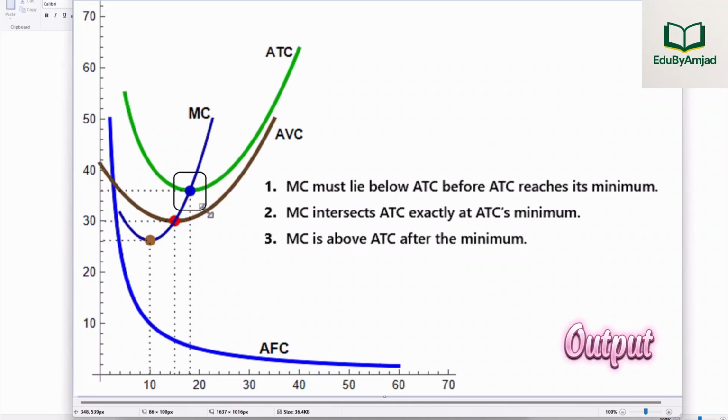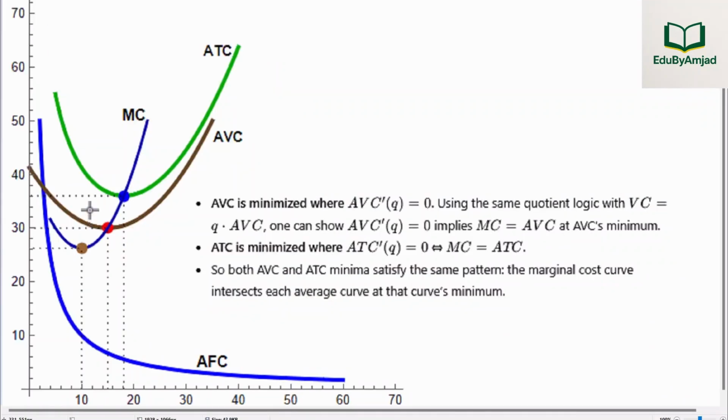At the exact output level where average total cost reaches its minimum, marginal cost intersects average total cost. Beyond that minimum, marginal cost lies above average total cost. Average variable cost is minimized at the output level where its derivative, or slope, is equal to 0. At that same output level, marginal cost is equal to average variable cost.